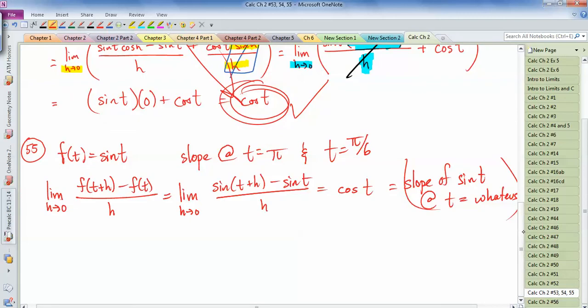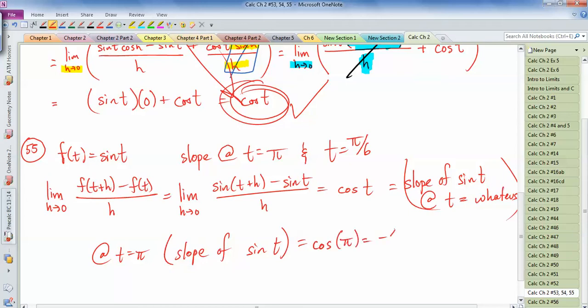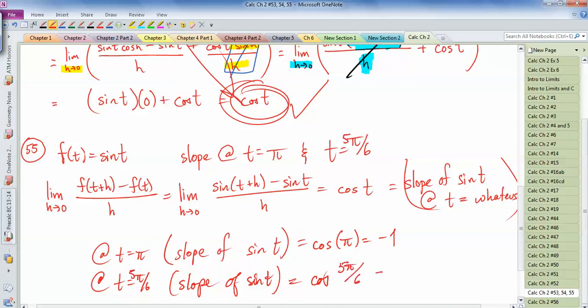So let's plug in our t's. So the slope at t equals pi: at t equals pi, the slope of sine t is going to be cos t, which is cos pi, which is -1. And at t equals 5 pi over 6, the slope of sine t is going to be cos of 5 pi over 6. That one is, let's see, that's 150 degrees. So this is a 1, that's a -√3, this is a 2 because it's 150. So it's going to be -√3 over 2. So there we go.